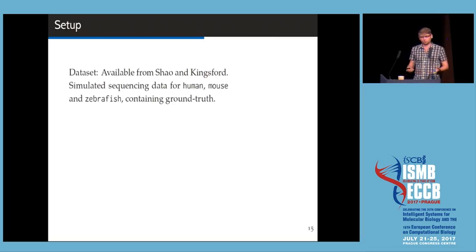So for our experimental setup, we took the data, which is simulated sequencing data for human, mouse, and zebrafish, and it contains the ground truth. So it's artificial data. It doesn't come from real reads. This then gives the opportunity to check if what the algorithm puts out is actually the ground truth.